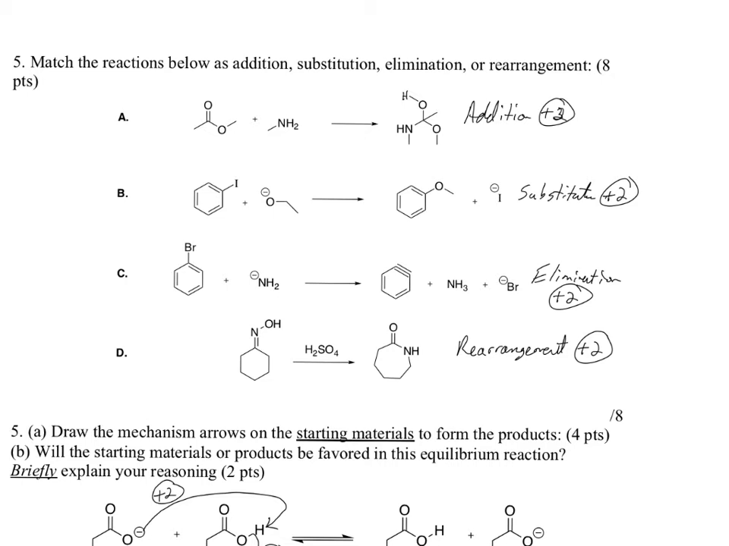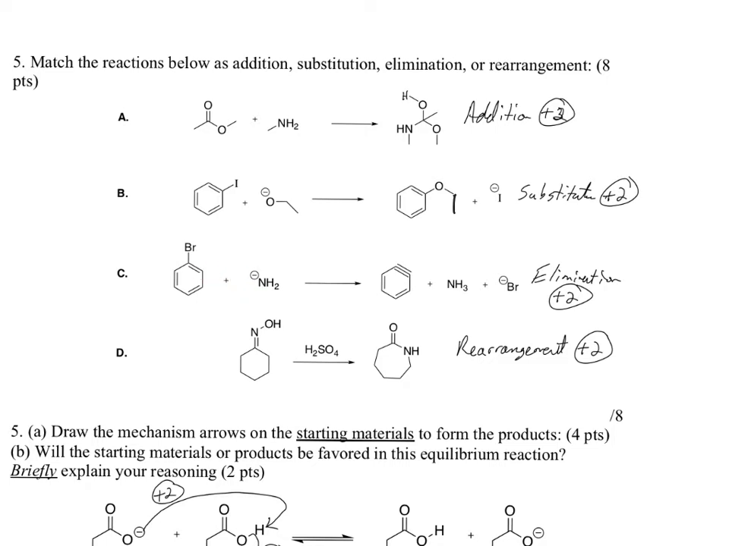Match reactions: addition, substitution, elimination, rearrangement. 2 points each. If you add something, that's an addition reaction. Usually adding across a pi bond. So here you added a nitrogen and a hydrogen. Here you had an I and you exchanged it for this. Oops, I lost a carbon there. My fault. So this would be a substitution reaction.